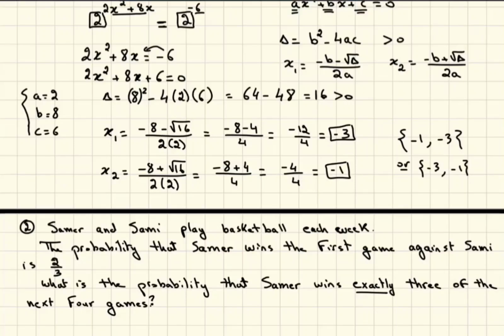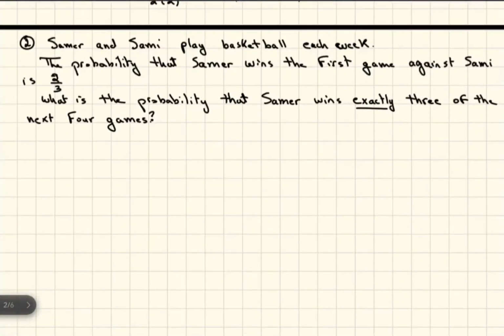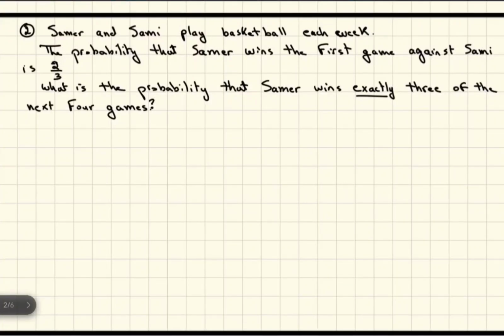Alright. Another question. So Samer and Sami play basketball each week. The probability that Samer wins the first game against Sami is 2 over 3. So till here I have a given probability of winning. So Samer wins the first game is 2 over 3. Now, what is the probability that Samer wins exactly 3 of the next 4 games?